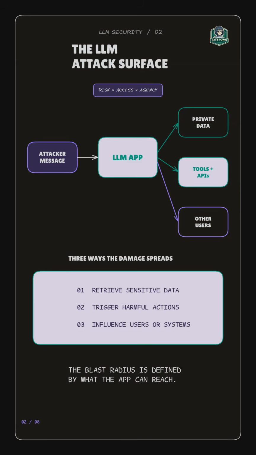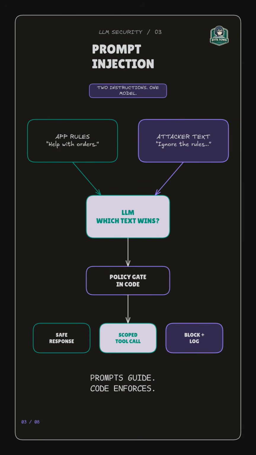So the real question isn't, can I trick the model? The real question is, what can the model reach if I trick it? And that brings us to prompt injection. Your app gives the model one instruction, an attacker gives it another, and you really don't want your security depending on which sentence the model decides to follow.